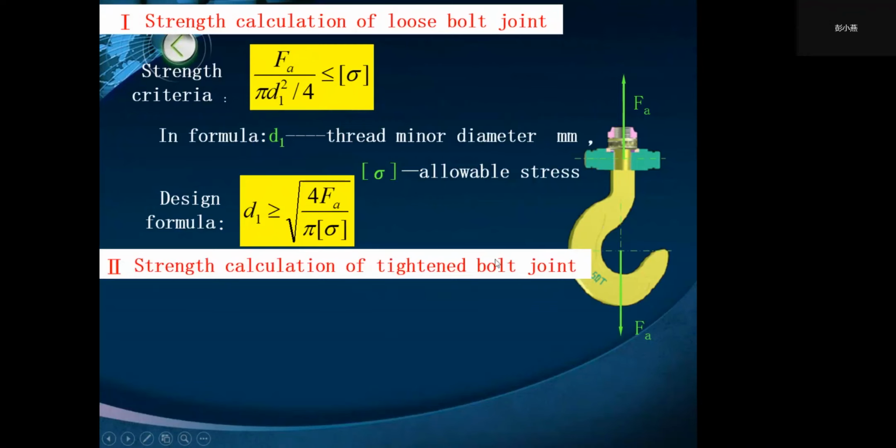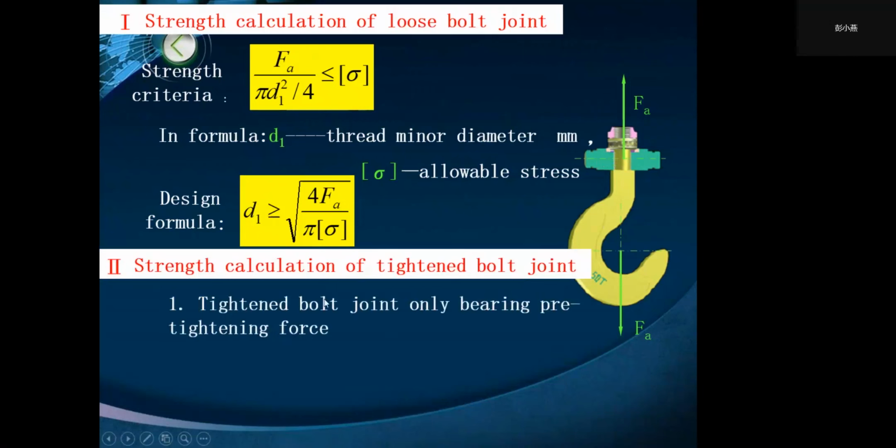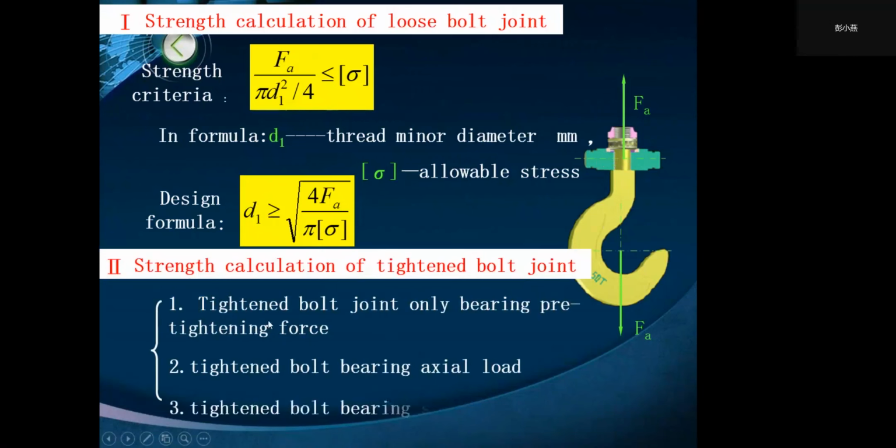And for preload bolt joint, we consider it in 3 cases. First, the tightened bolt joint only bearing preload. Second, the tightened bolt bearing axial load. And third, the tightened bolt bearing shearing force.